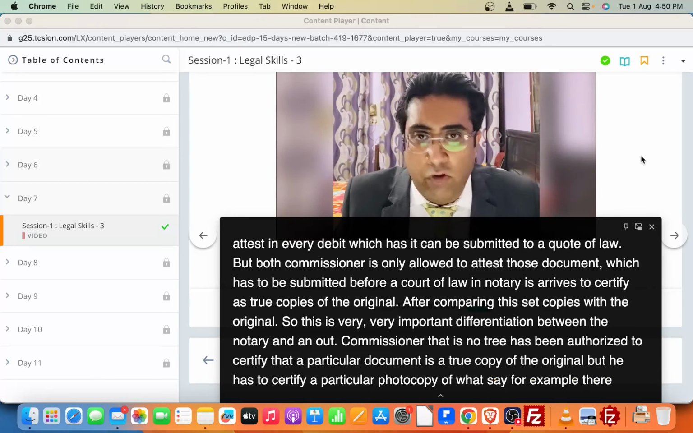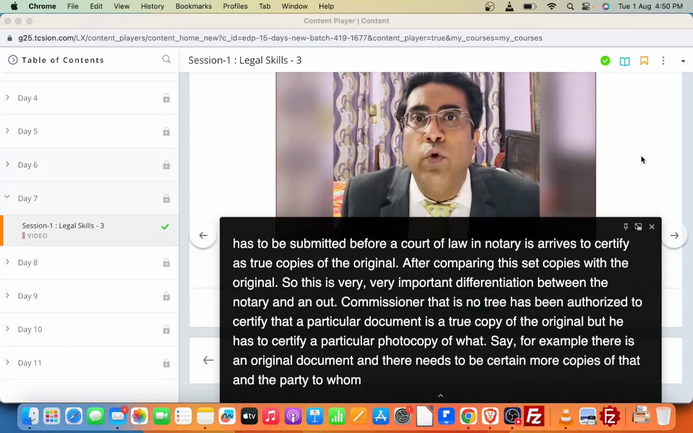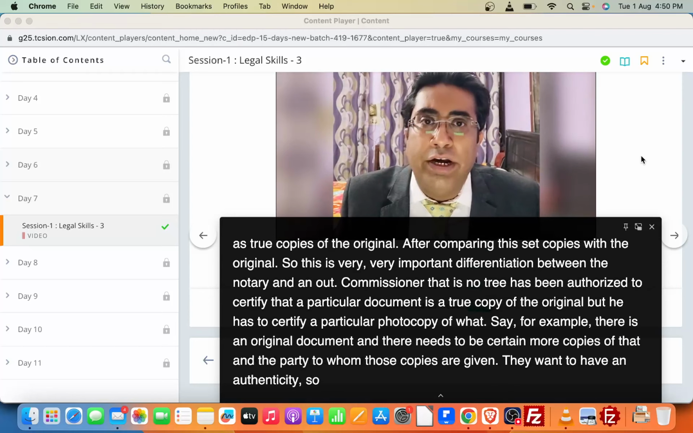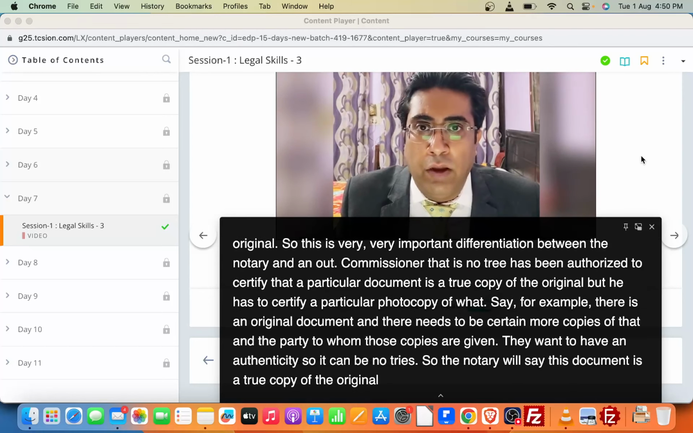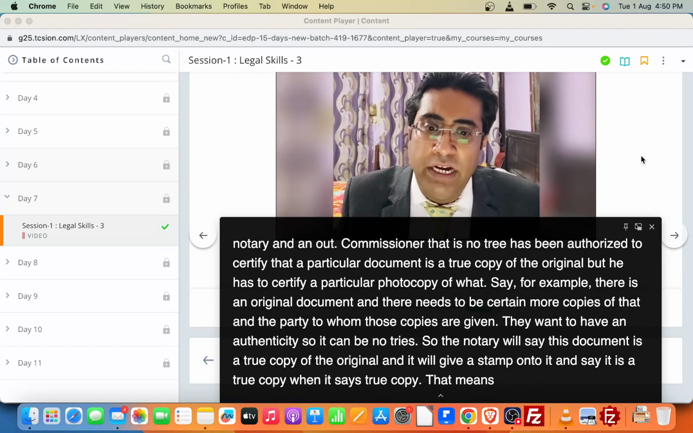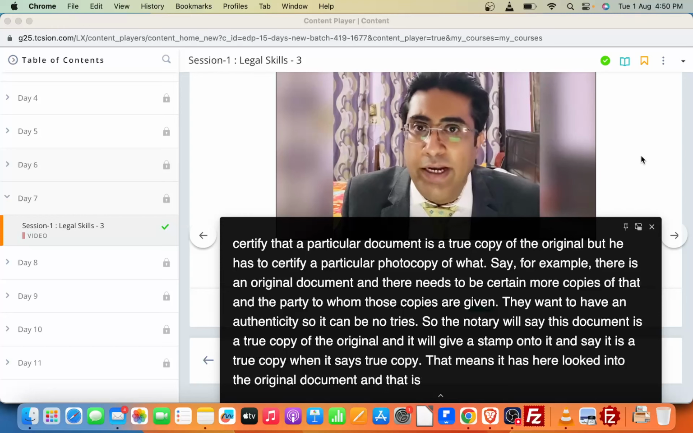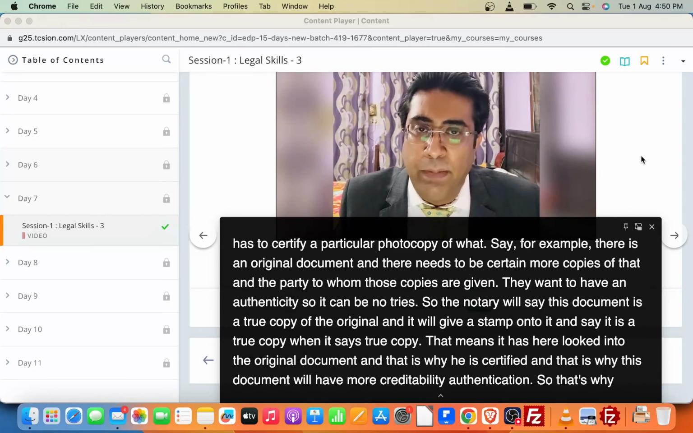Say, for example, there is an original document and there need to be certain more copies of that, and the party to whom those copies are given wants authenticity, so it can be notarized. So the notary will say this document is a true copy of the original, and give a stamp onto it and say it is a true copy. When it says true copy, that means he has looked into the original document, and that is why it is certified, and that is why this document will have more credibility and authentication. So that's why people notarize those documents.